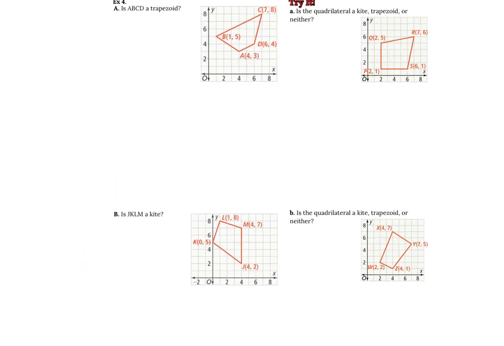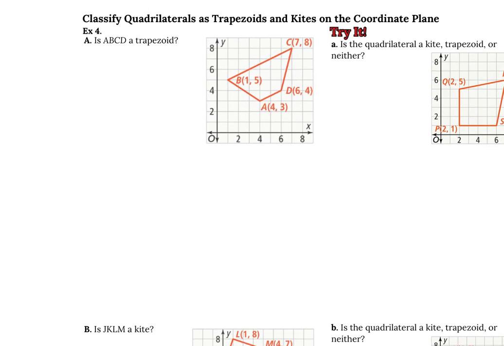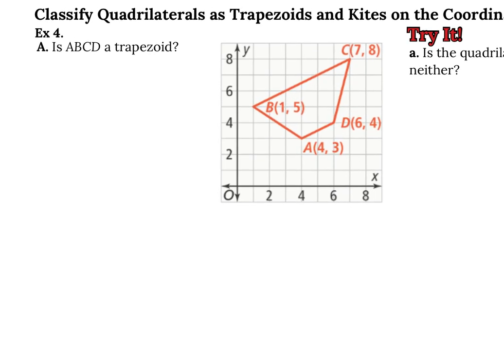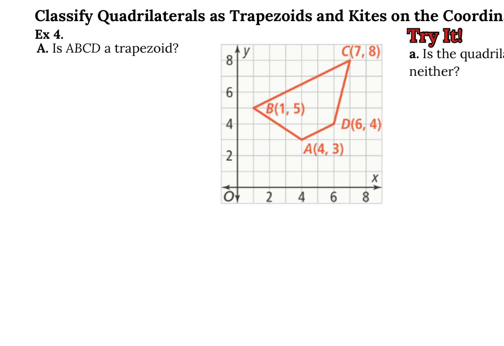All right, example 4. Is ABCD a trapezoid? So to be a trapezoid, we need a set of parallel sides. To check to see if I have a set of parallel sides, I want to check the slope on all of my sides to see if any of them have the same slope. So let's check our slope.